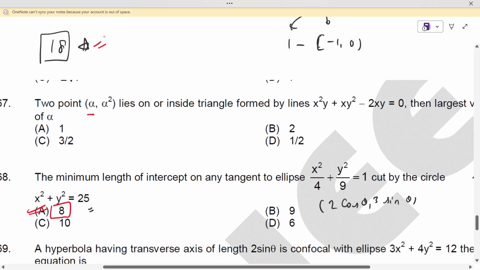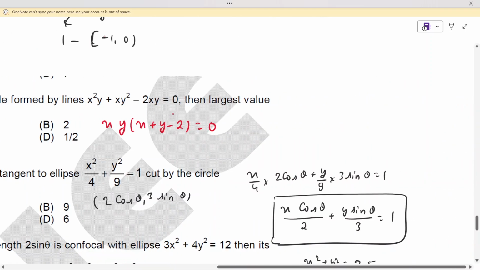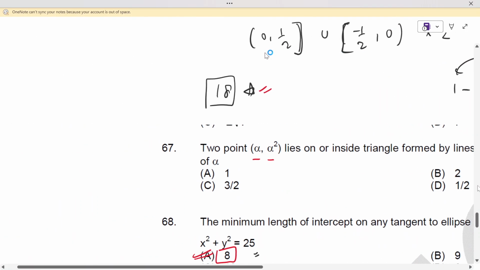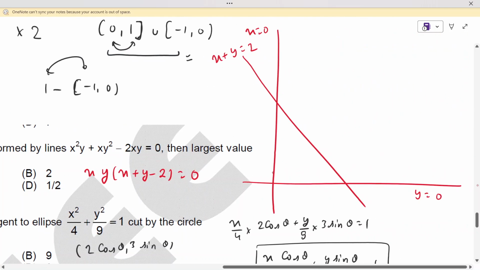Now it says if the point alpha comma alpha square lies on or inside the triangle formed by the lines xy into x plus y minus 2 equal to 0. So let me just draw properly. This is y equal to 0. This is x equal to 0, and this is x plus y equal to 2. And the point is alpha comma alpha square, which lies on or inside this triangle.